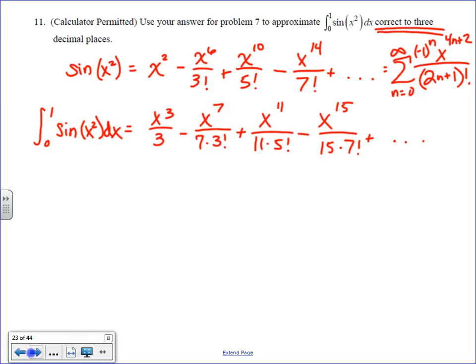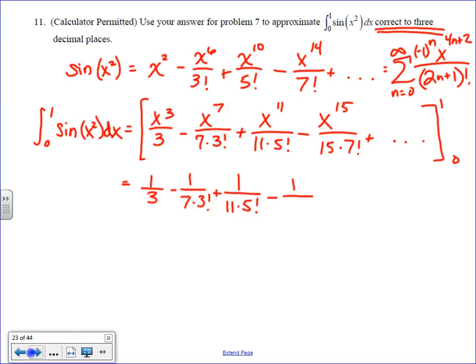question, what have I not really done yet that I should do? All of this is just the antiderivative, right? So I would still need to go from 0 to 1, true? Now, when I plug in 1, what do I get? 1/3 minus 1 over 7 times 3 factorial plus 1 over 11 times 5 factorial minus 1 over... When I plug in 0, remember f of b minus f of a, plug in 0, 0, 0, okay, forget it, right? So this is plus dot dot dot.